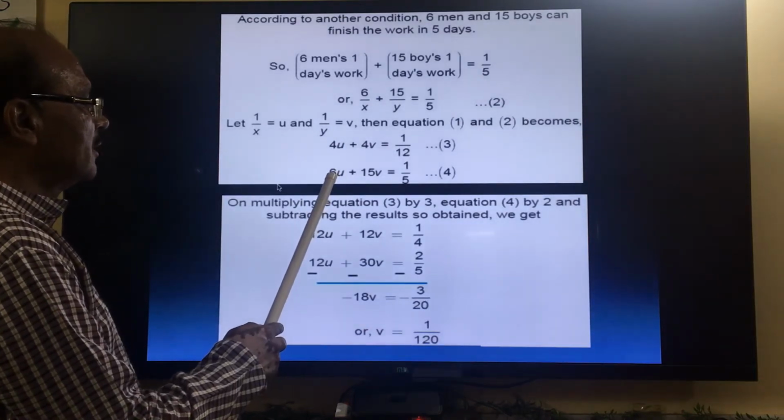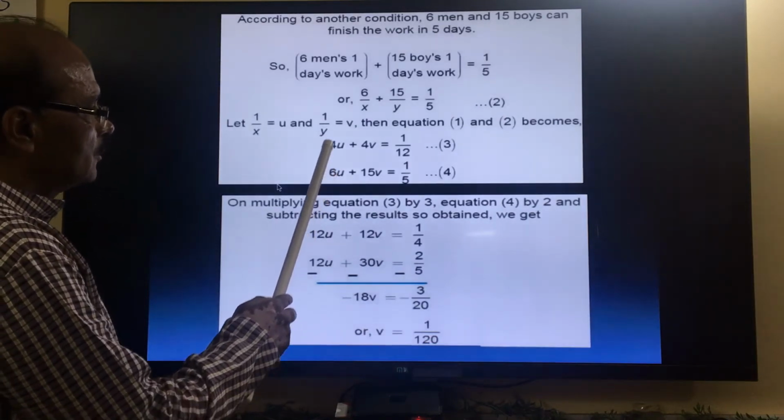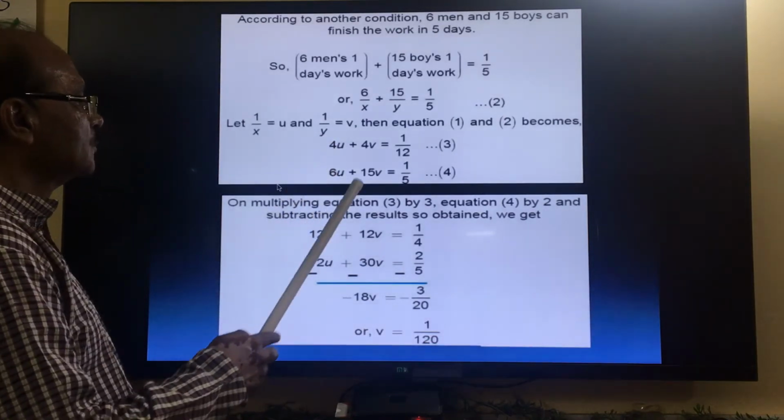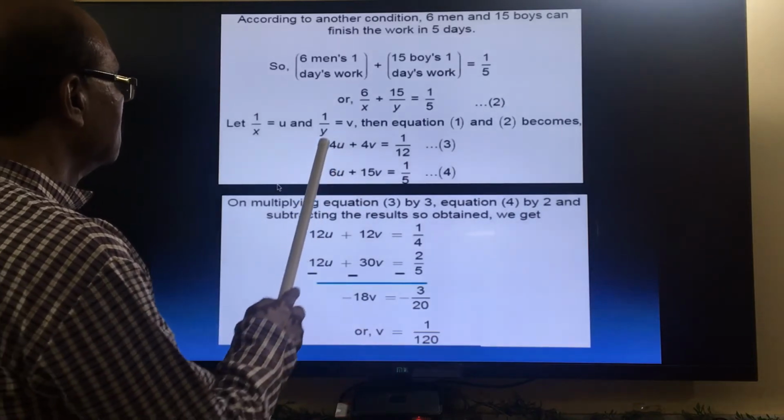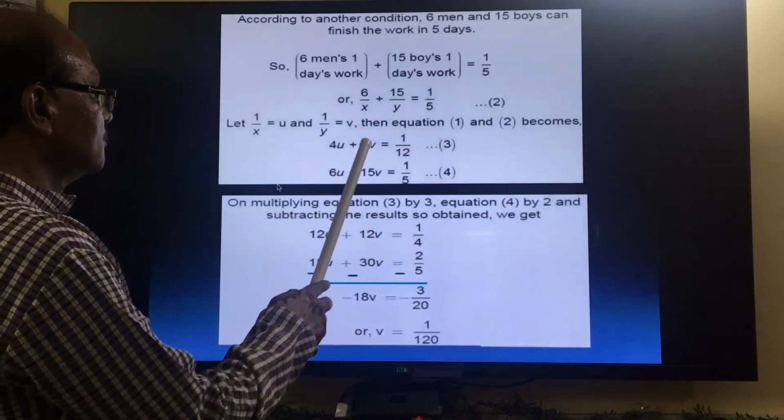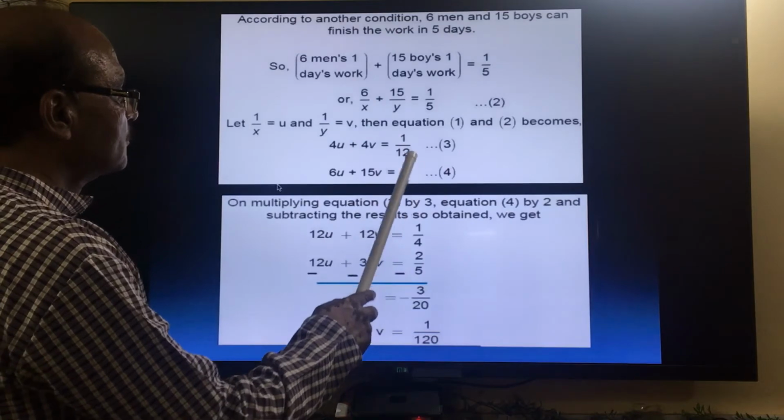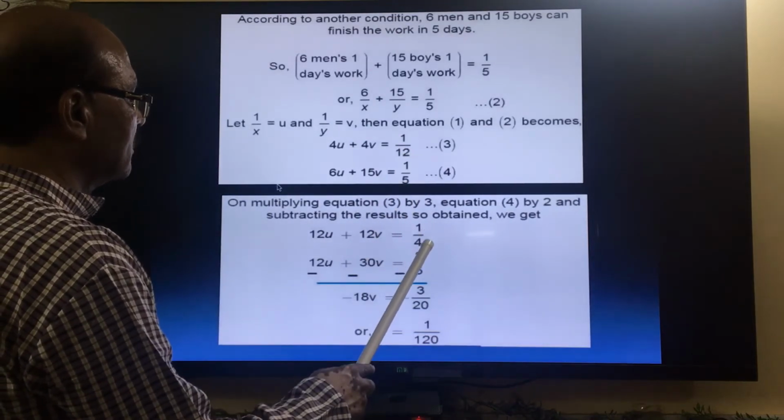And this equation we will multiply by 2, so it will be 12. So the coefficient of u will be equal. So the third equation multiplied by 3. So 3 4s are 12u, 3 4s are 12v, 3 into 1 upon 12 will give us 1 upon 4.